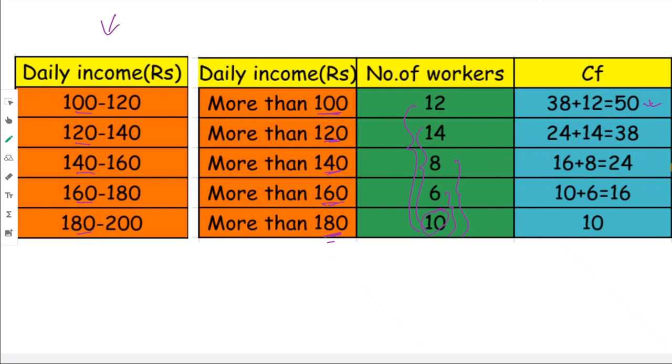So that is one way to do it, but in the other way, you start from the back. Nothing happens to the first, so write it down. Then next you add these two: 10 plus 6, 16. Then 16 plus 8, 24. Then 24 plus 14, 38. Then 38 plus 12, you'll get 50. So it is the opposite.